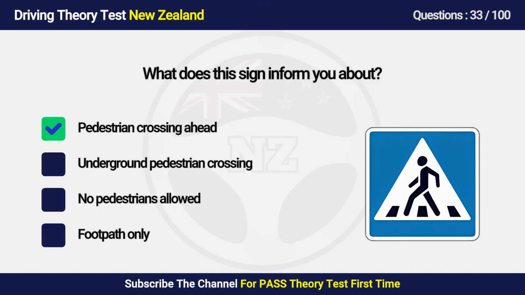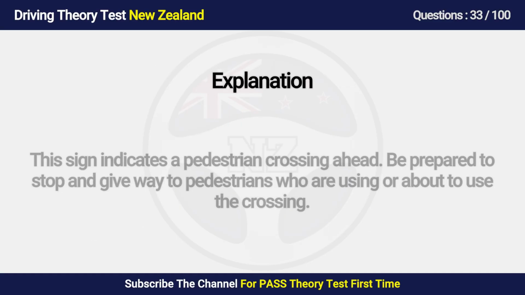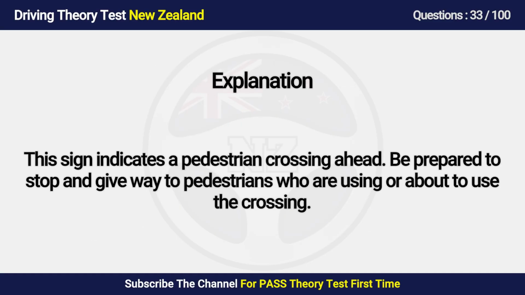Answer is A. Pedestrian crossing ahead. This sign indicates a pedestrian crossing ahead. Be prepared to stop and give way to pedestrians who are using or about to use the crossing.